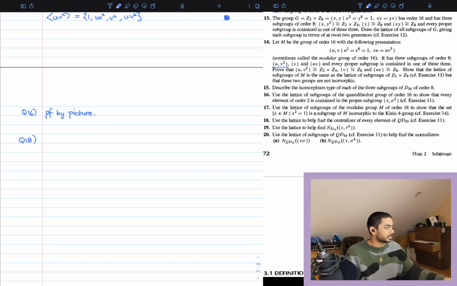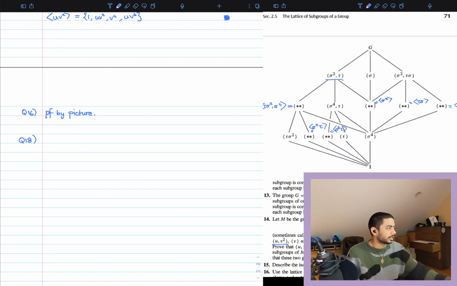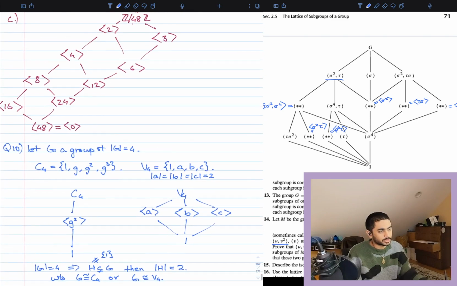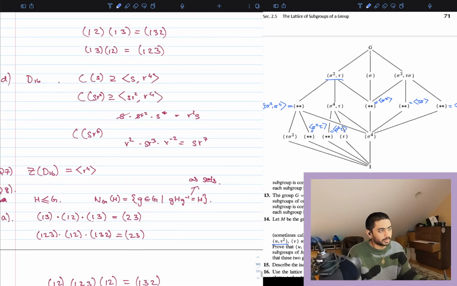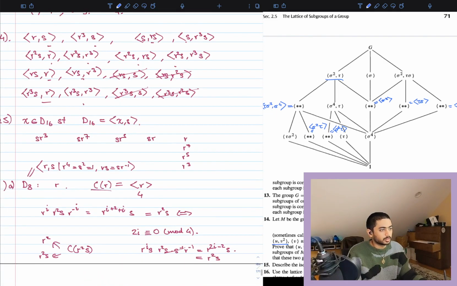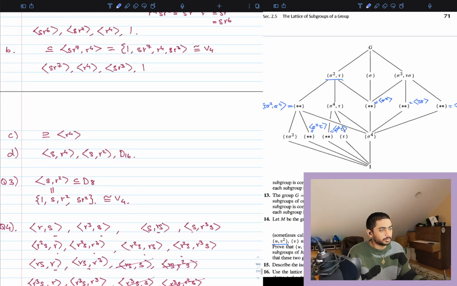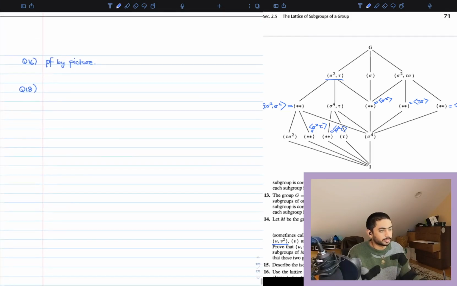Use the lattice to help find the centralizer of every element of the quasi-dihedral group of order 16. So here's the quasi-dihedral group of order 16. We want to find the centralizer for every element. I hate that. I don't want to do that. So at some point FAST64 had suggested that, and I guess I erased it, but let me write this proof down here.